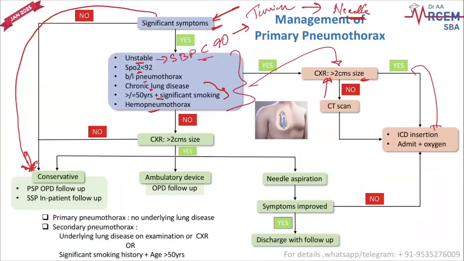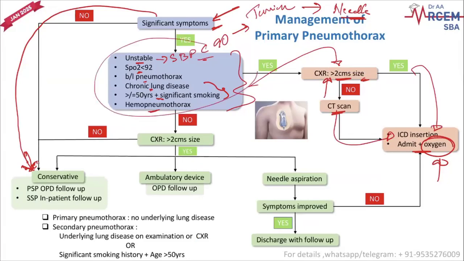So directly you'll go ahead and place an ICD, admit him and start him on oxygen. You start him on oxygen because studies have shown that if you start oxygen, in spite of oxygen saturation being in the normal range, the recovery is much faster. For that reason, you start them on oxygen. If on the chest X-ray the size is around 2 centimeters, you can get a CT scan done to precisely see where the ICD needs to be placed. CT guided ICD placement is what you'll be doing basically here.